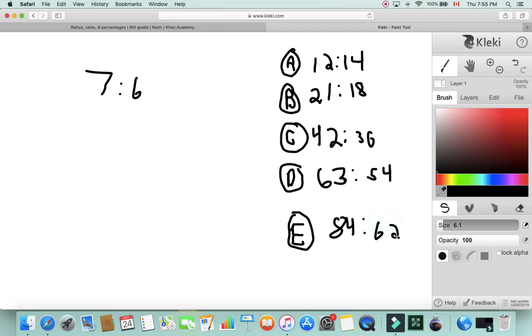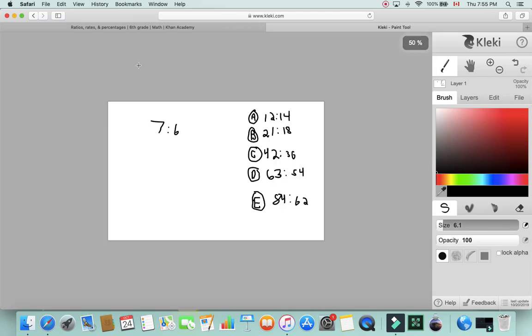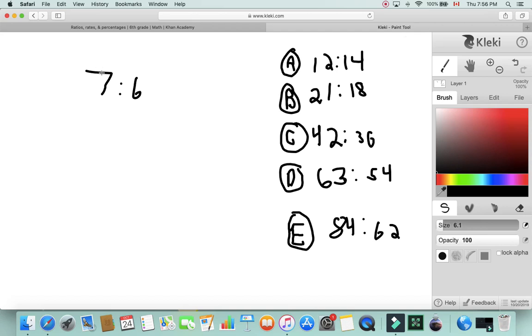Okay, so we can either make 7 to 6 bigger or smaller. Can you divide this by any number to make it smaller, and it's a natural number, so there are no decimals? No. So the only thing we can do is make it bigger. This is how I would do it. First, I would say that the 6 does not exist.